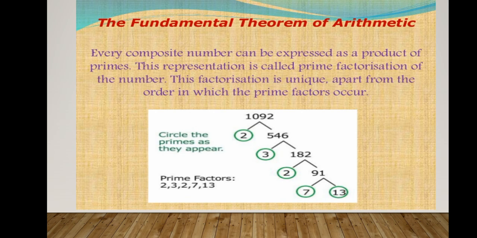Here is also given an example. 1092, dividing with the prime number 2, we get 546. Now dividing 546 with the prime number 3, we get 182, and dividing 182 again with 2, we get 91, and finally dividing 91 with the prime number 7, we get 13. This is exactly what the theorem says.